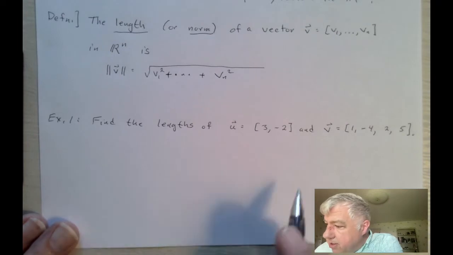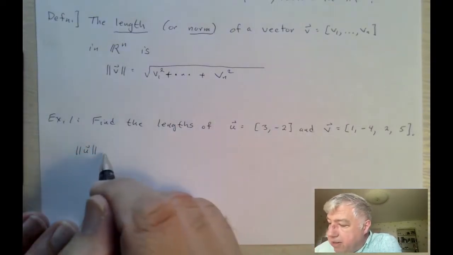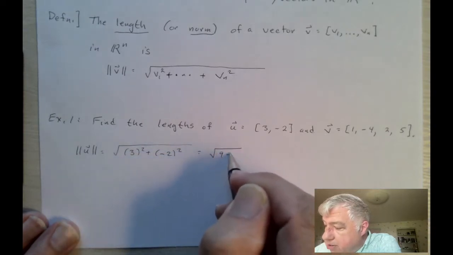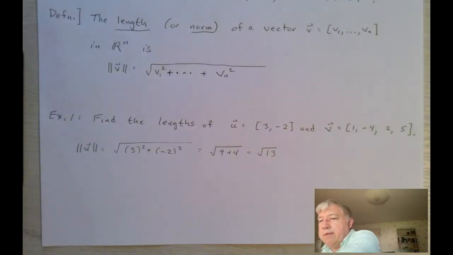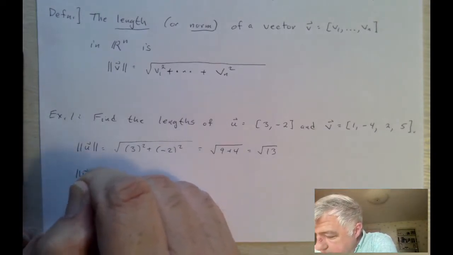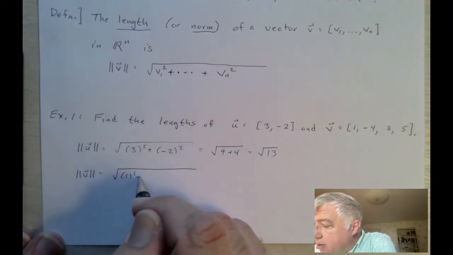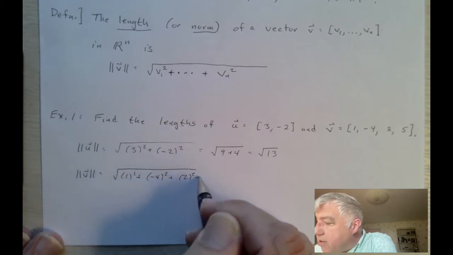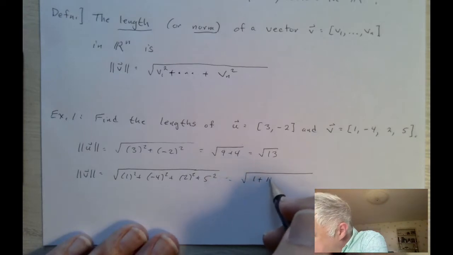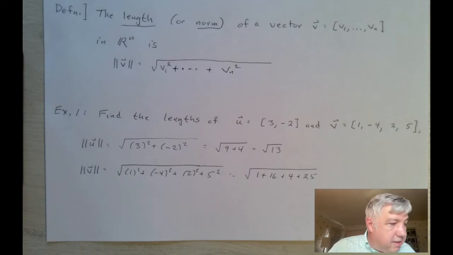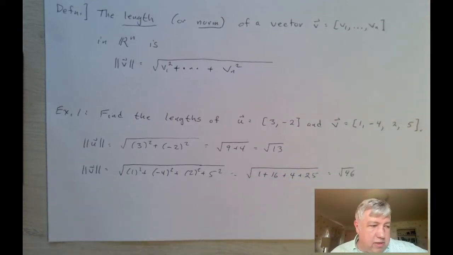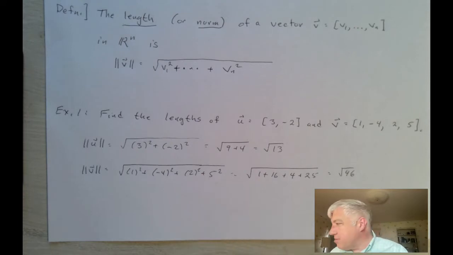In this first example, the length of u is the length of the vector (3, -2). So this would be 3 squared plus negative 2 squared, the square root of 9 plus 4, the square root of 13, right? And then the other one, v, is a vector in 4 dimensions. This would be 1 squared plus negative 4 squared plus 2 squared plus 5 squared. That will be the square root of, if my arithmetic is correct, 1 plus 16 plus 4 plus 25, and I think this turns out to be the square root of 46, I hope. We're just going to leave this here. We're not going to worry about simplifying square roots, because that's not what this course is about.